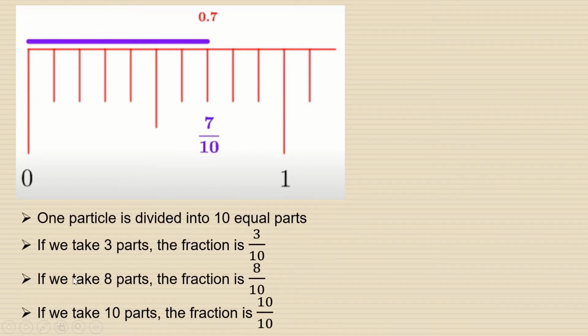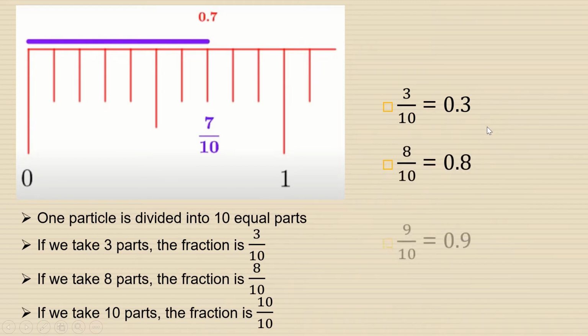In the same way, if we take 8 parts, the fraction is 8 by 10, and so on. If we take 10 parts, the fraction is 10 by 10. 3 by 10 is equal to 0.3 and so on. 9 by 10 is equal to 0.9 and 10 by 10 is equal to 1. In this fraction, the numerator and the denominator are the same. In a fraction, when the numerator and the denominator are equal, then its value is 1.